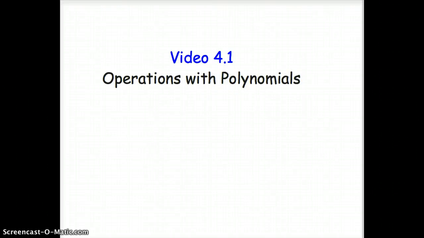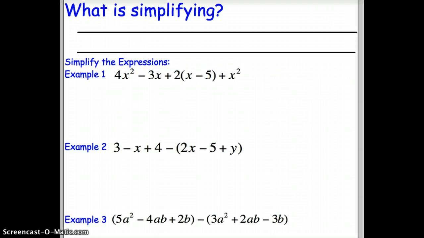This is video 4.1, and the goal of this video is to be able to perform operations with polynomials. This is going to come in handy for the rest of this course, the intermediate algebra course. But we're going to review the basics here.